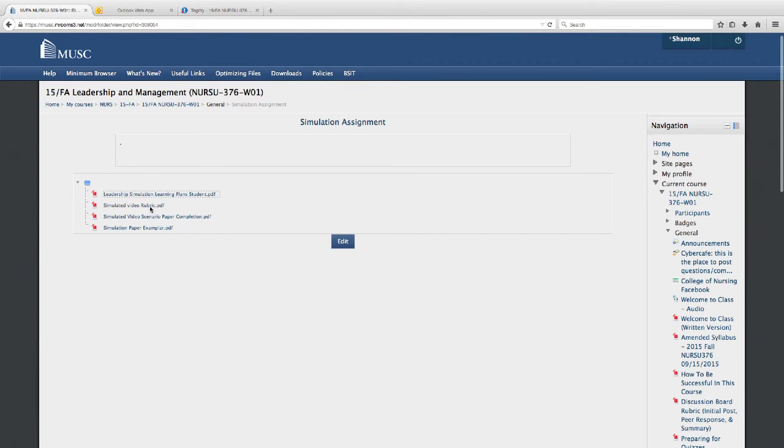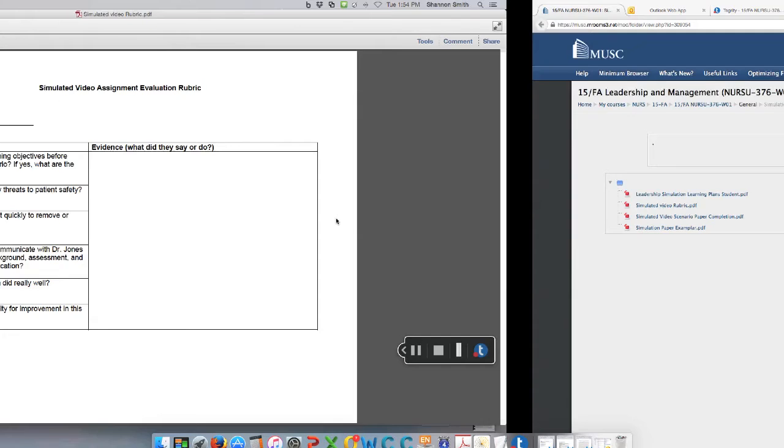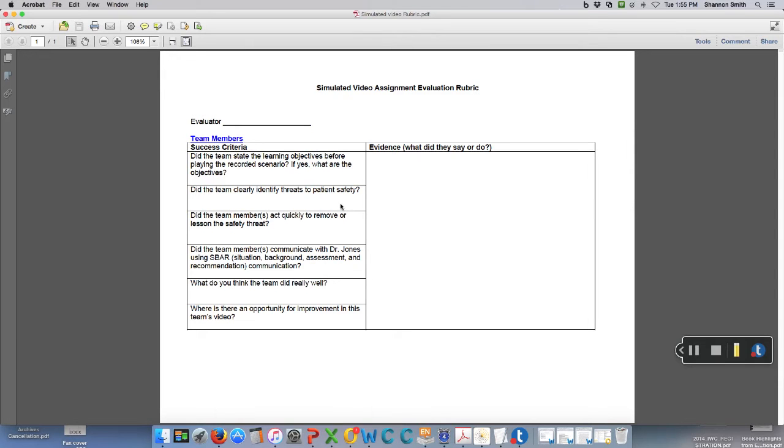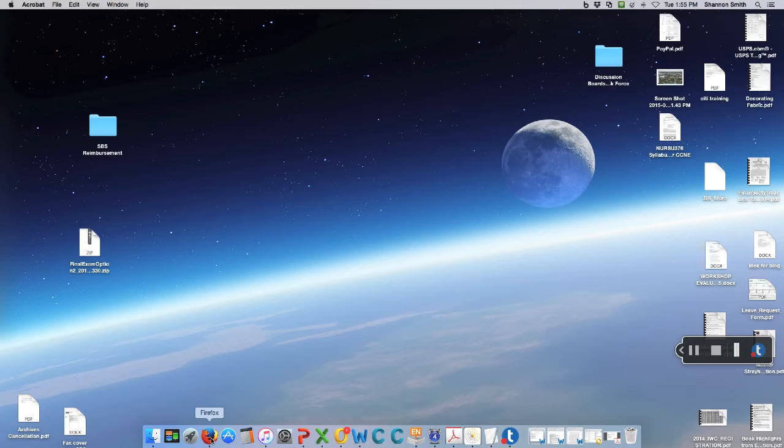Okay, so the second thing I want you to see in this is the actual rubric that goes with this assignment. And this is not the one I want to show you. Give me a second.